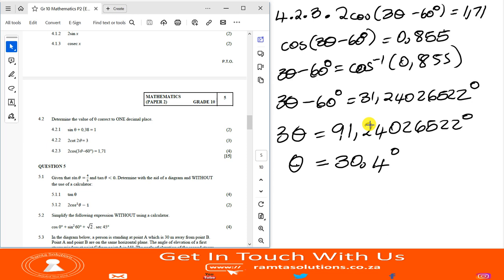Now, you can substitute this value into this equation and see if it gives you close to 1.71. Let's see. In my calculator, let's do it together, guys. 2 cos, open bracket of course, 3 open bracket 30.4 close bracket, minus 60 close the main bracket. What do we get?